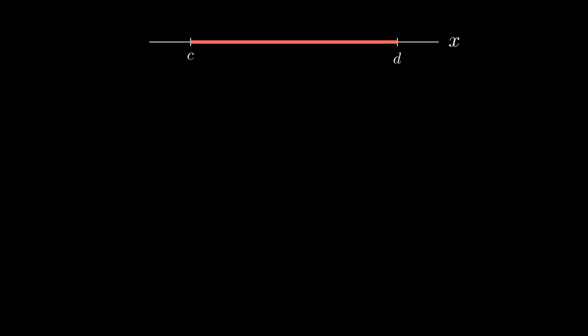Suppose that we have the interval CD on the real line. We want to find a way to represent all the points on this interval using a parameter t, where t is a value between 0 and 1 inclusively. In other words, we want to pick a value of t on the interval 0 to 1 and end up with a corresponding point x on the interval CD. There's a well-known formula for this, which is x equals c plus t times (d minus c).